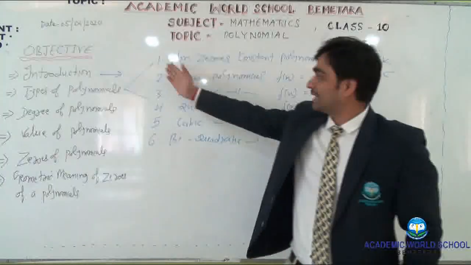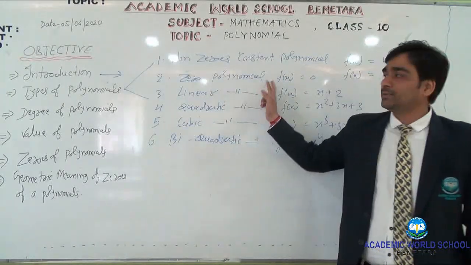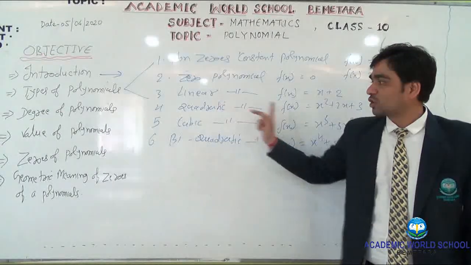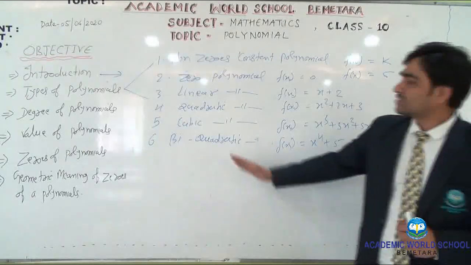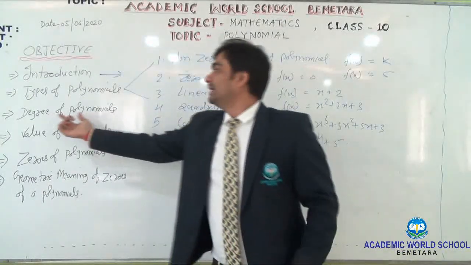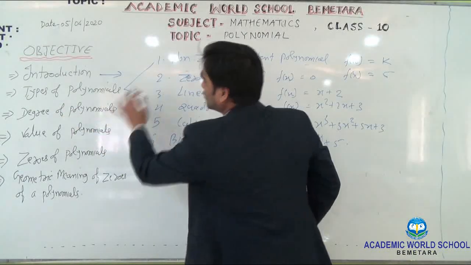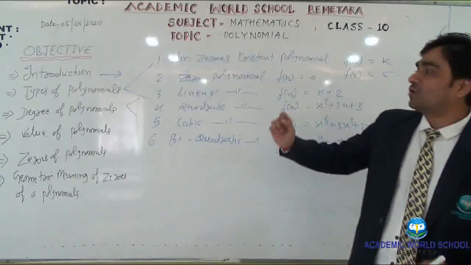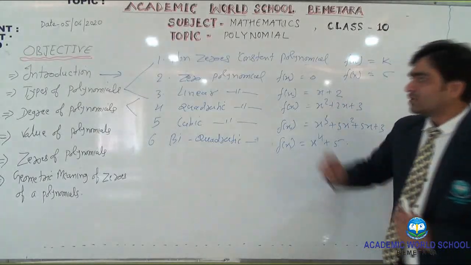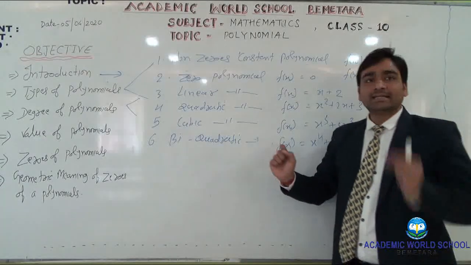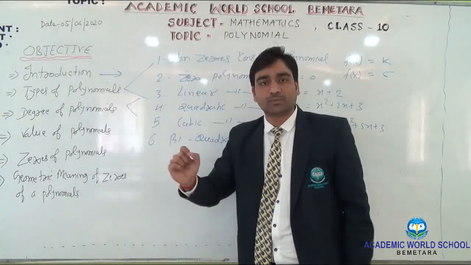Now these all are the types: non-zero constant polynomial, zero polynomial, linear polynomial, quadratic, cubic, and then the biquadratic. So these all depend on the degree of the polynomial. Why have we categorized? So these all are categorized on the basis of their degrees. So how and what is the degree of the polynomial? Now we will see. In the degree of the polynomial, it means that the highest power of the polynomial is known as the degree of the polynomial.